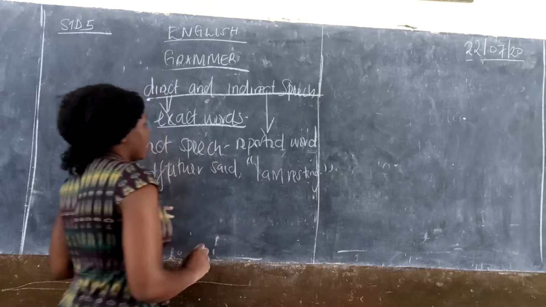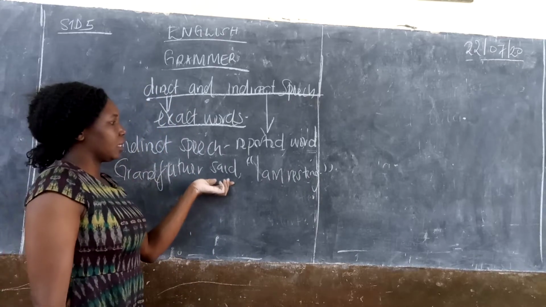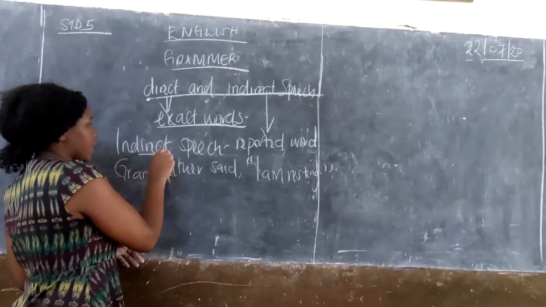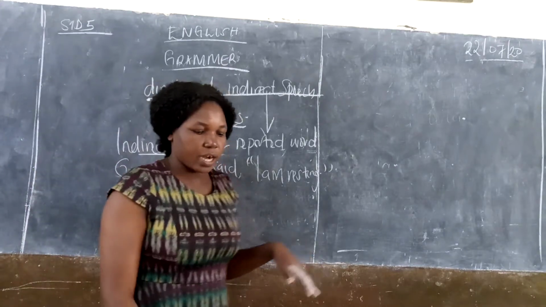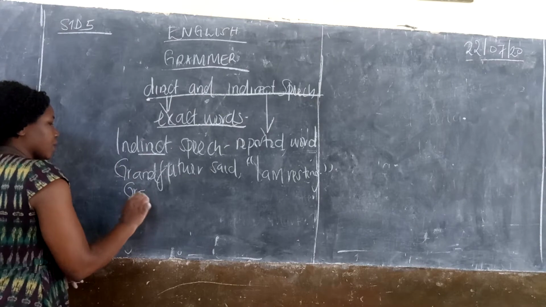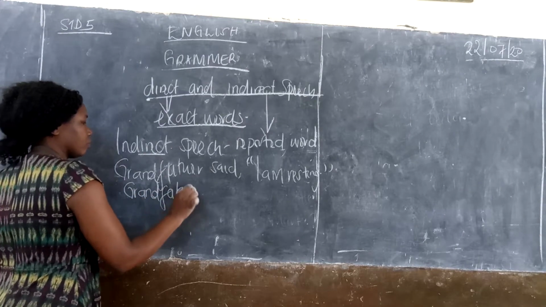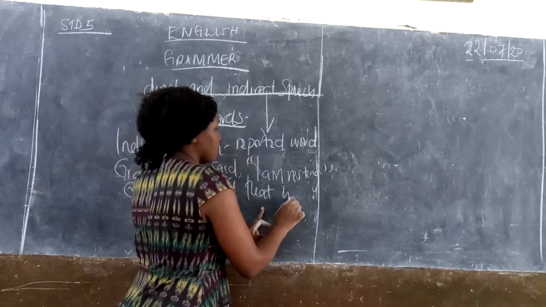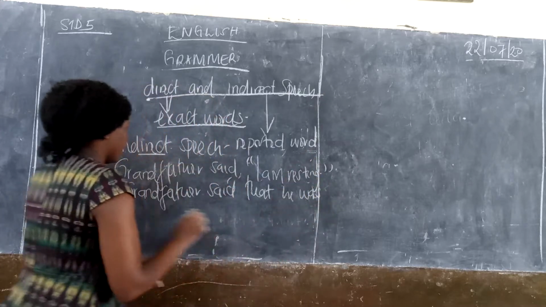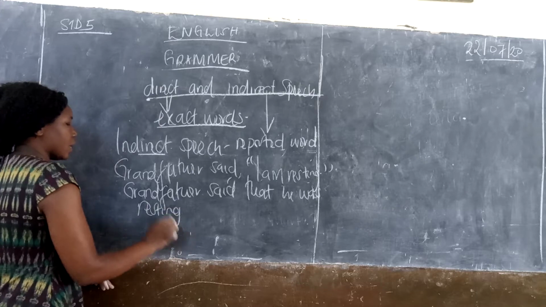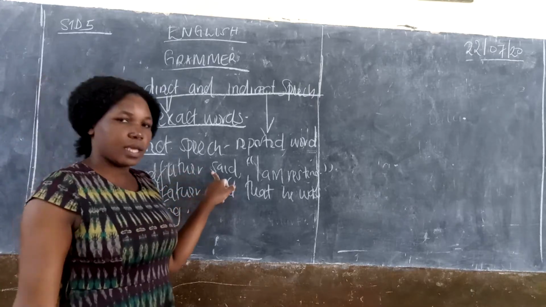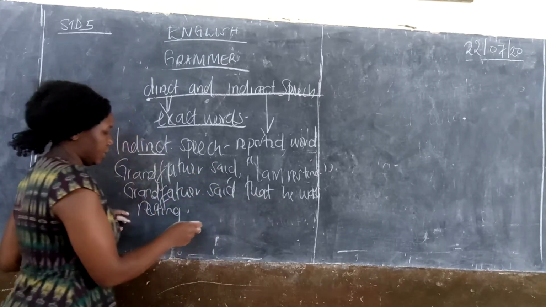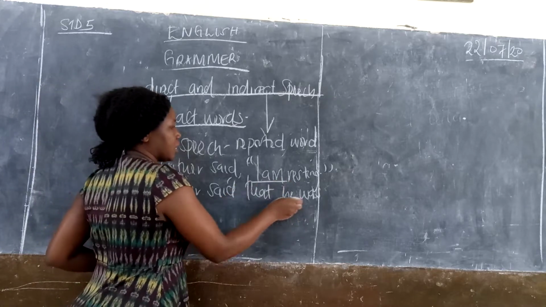I am resting. Now, we want to change this sentence into indirect speech. These are reported words. Indirect speech will be, grandfather said that he was resting. You are only reporting what grandfather said. Grandfather said that he was resting. I am becomes he.